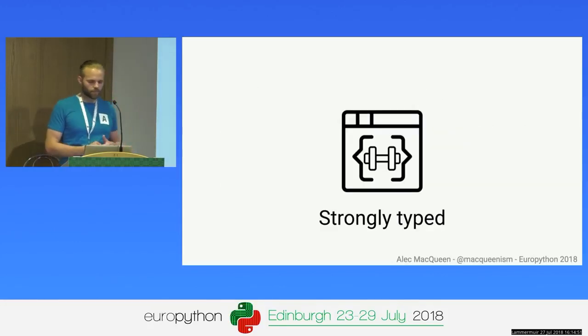So the next thing is that GraphQL is strongly typed. The benefits of typing, for those who don't know, is that you can do static code analysis to catch your errors early. It makes your code more self-documenting. You don't need to add comments to explain typing.